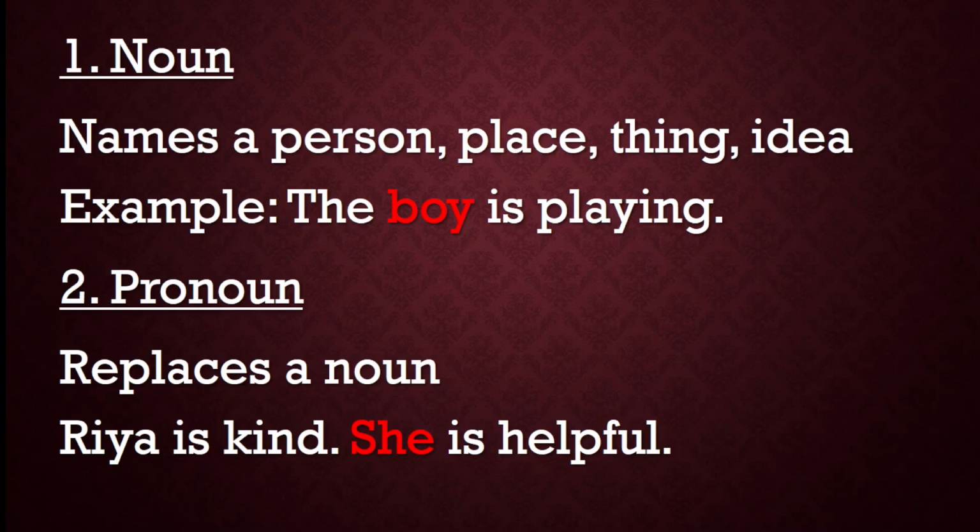Noun is the name of a person, place, thing, or idea. For example, the boy is playing. In this sentence, boy is a noun. Second one is pronoun. A pronoun replaces a noun. For example, Ria is kind. She is helpful. In this example, she and Ria are actually same. So the word she is actually replacing the word Ria. So that is a pronoun.